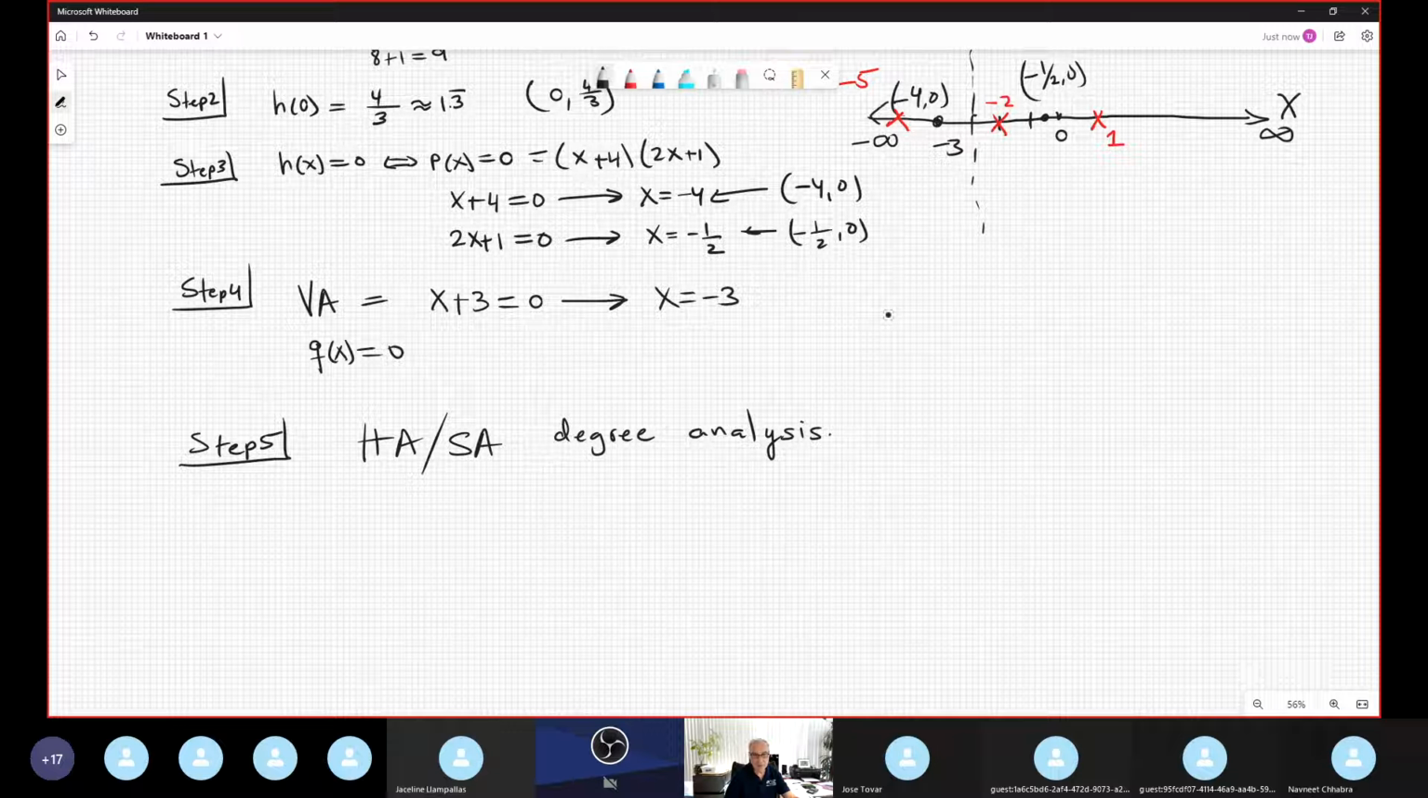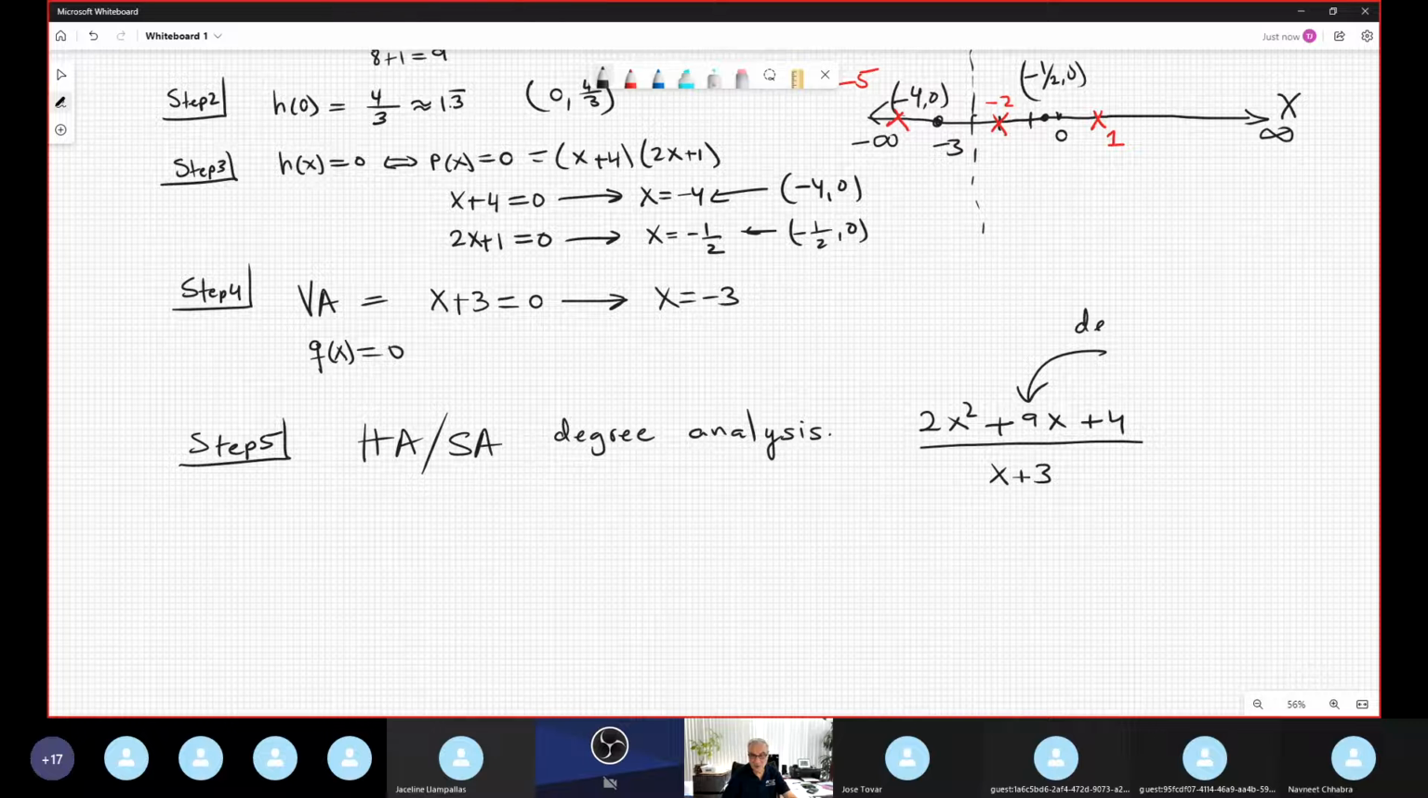Okay, I want to copy the original polynomial. It's 2x squared plus 9x plus 4 divided by x plus 3. I can see clearly that the degree of the polynomial on the top is 2, and the degree of the polynomial on the bottom is 1, it's linear. Therefore, when this situation happens, of course we have no horizontal asymptote. Horizontal asymptote we have only when the degree is the same or when the degree at the bottom is bigger. Okay, it's a specific case.